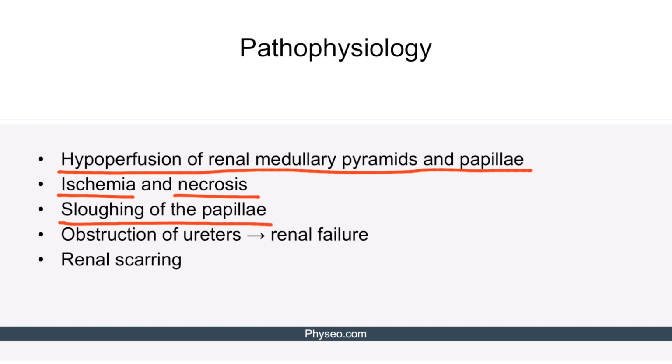The sloughed papillae pass forward along the urinary tract and can obstruct the ureters. This can result in renal failure due to increased backward pressure on the kidney. Finally, during the process of healing, renal scarring occurs, resulting in permanent damage.